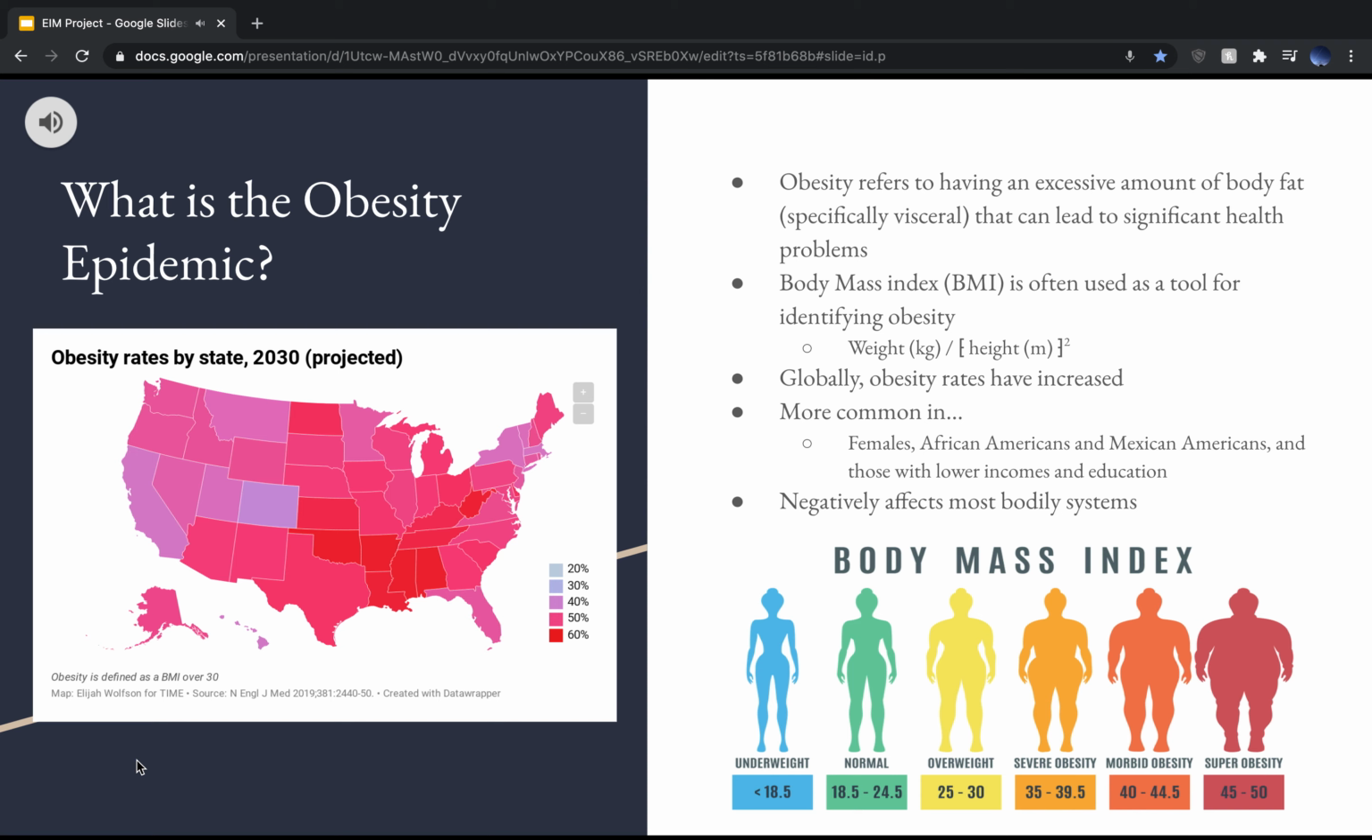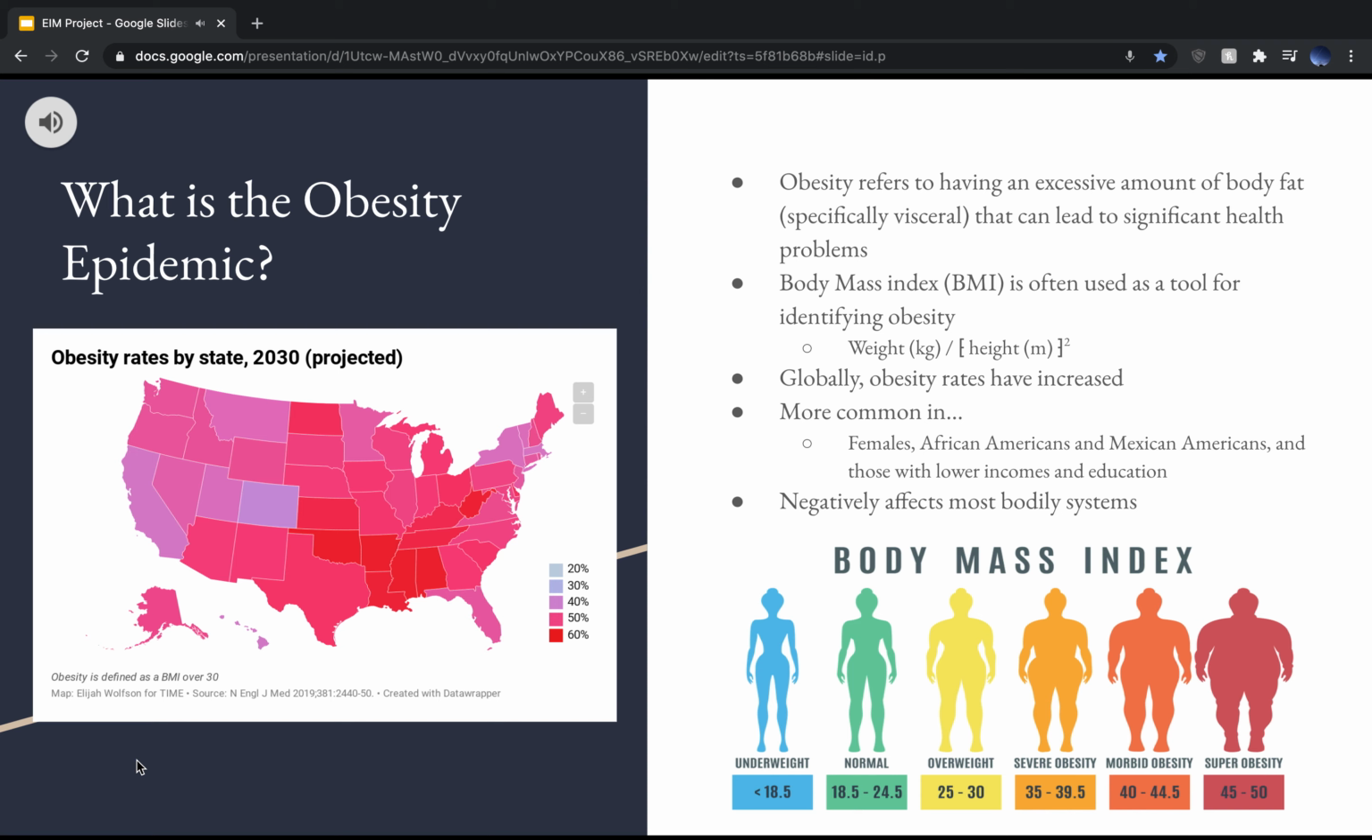Well, let's start with what obesity is. Obesity refers to having an excessive amount of body fat that can lead to health problems. This is of greatest concern when the fat is concentrated in the abdomen near important internal organs. Despite growing recognition of the problem, obesity rates have continued to increase over the past couple of years. It is estimated that 34% of adults and 15 to 20% of children are obese.